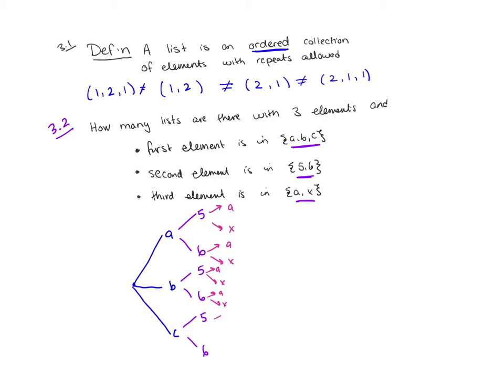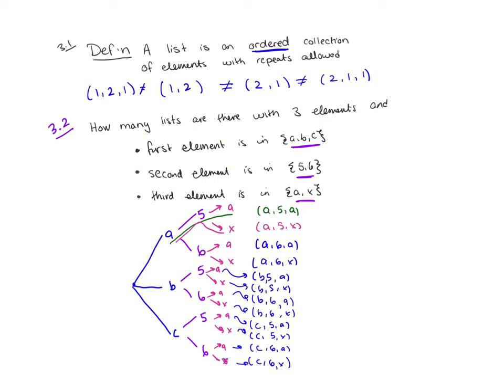A, X. And then from there, I can just kind of read across my branches, A, 5, A, to build all of my different lists. A, 5, X. And so forth. So let me go ahead and just fill these in. Okay, so what we want to ask ourselves is, how many different lists did I actually get?